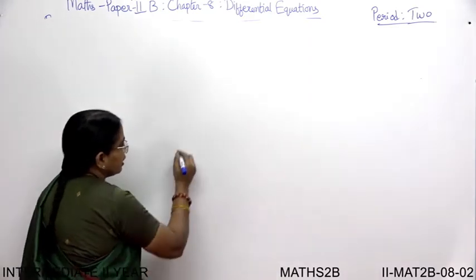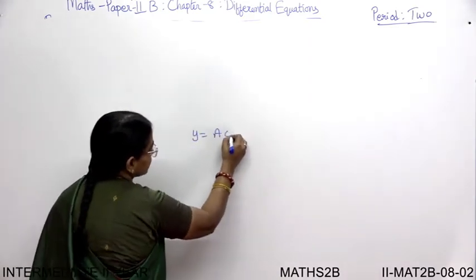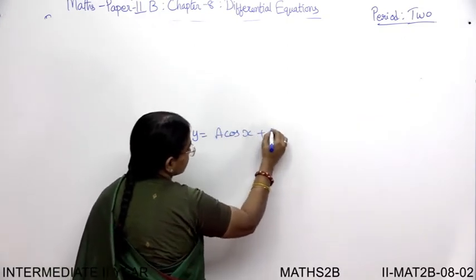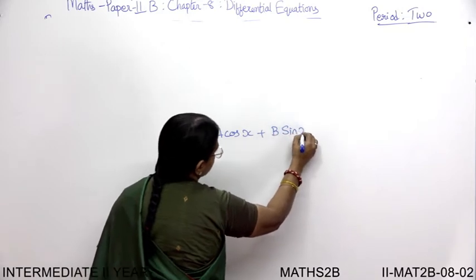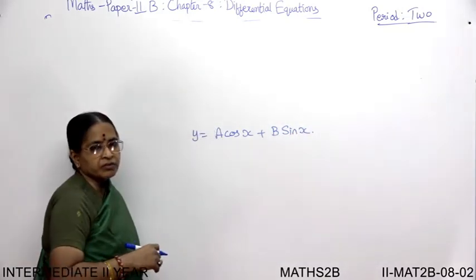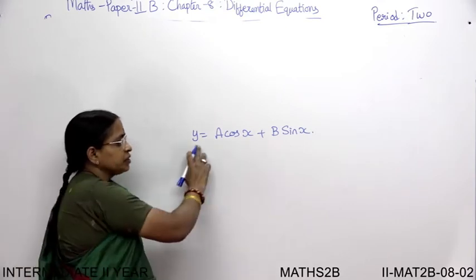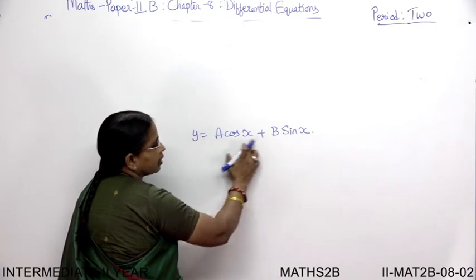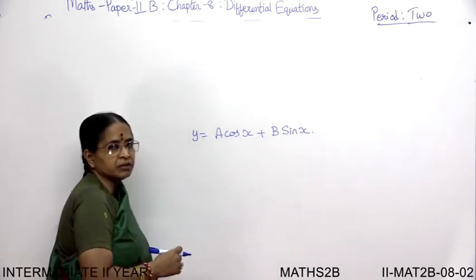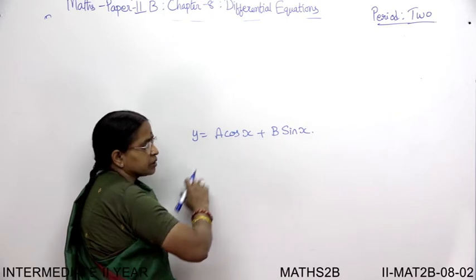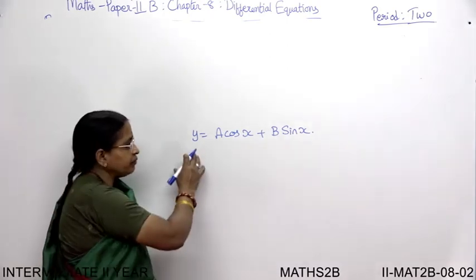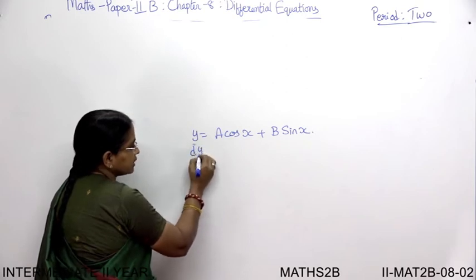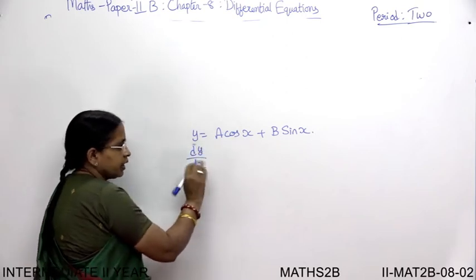Now suppose I have, instead of a cos x, y is equal to a cos x plus b sin x. Now this is the solution. Form a differential equation for which this is the solution. Then what you do? First you will observe how many arbitrary constants are there in this equation. There are two arbitrary constants, a and b. So you have to differentiate two times, differentiating twice successively. So all those steps we should write. This is just an example.